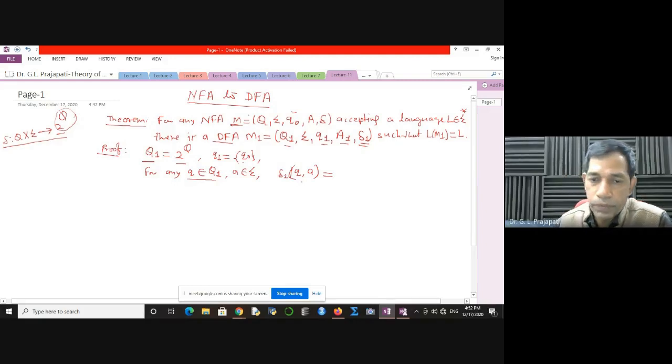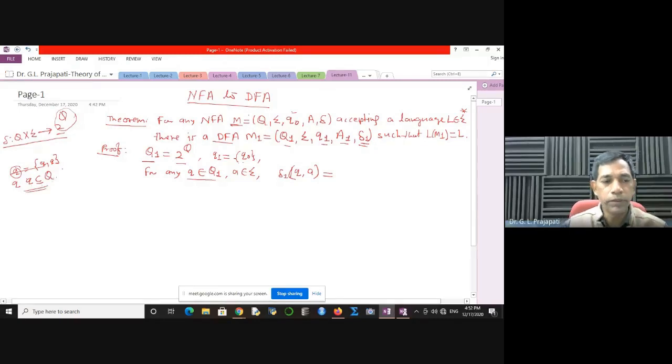So Q is the state of the DFA, but what actually is Q? Q is actually some subset of the NFA's set of states. Maybe it has one element, or two elements, or three or four. So this Q is a set, which is a subset of the NFA's states Q.